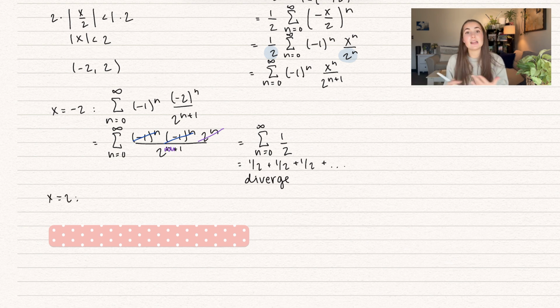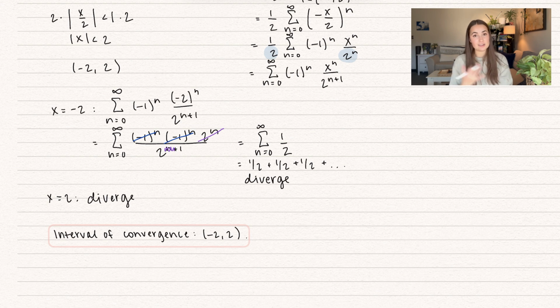If you go through, plug it in, and simplify it down, you would also find that it diverges. So if you want to try that on your own, you're totally welcome to. But here we have the interval of convergence for this power series is going to be from negative 2 up to 2. We're not going to include those endpoints.